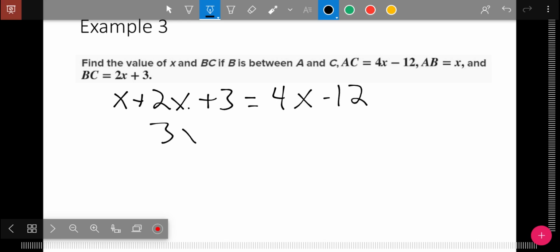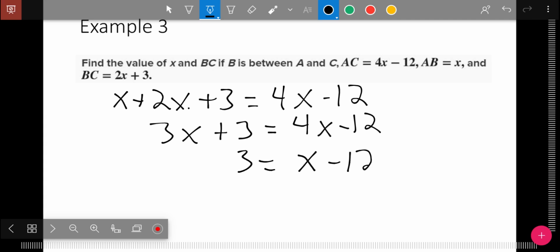All right, that's 3x plus 3 equals 4x minus 12. I want to subtract 3x from both sides. I would write minus 3x down here and down here if I had more room, but I'm just going to tell you I'm doing that. Minus 3x from both sides. I get 3 equals 4x minus 3x would be 1x minus 12. Now I'm going to add the 12 to both sides. I'd write plus 12 here and plus 12 here. I get x equals 15.